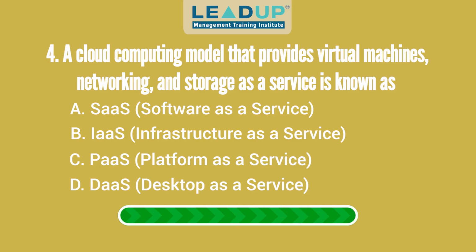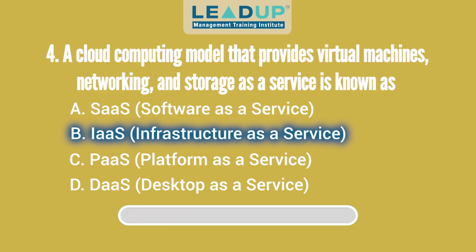Question 4. A cloud computing model that provides virtual machines, networking, and storage as a service is known as A. SaaS, software as a service, B. IaaS, infrastructure as a service, C. PaaS, platform as a service, and D. DaaS, desktop as a service. Answer: IaaS, infrastructure as a service.